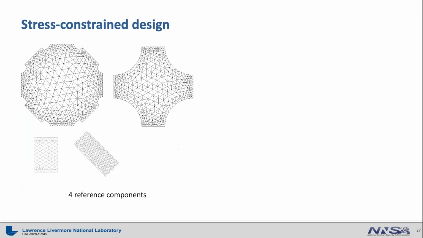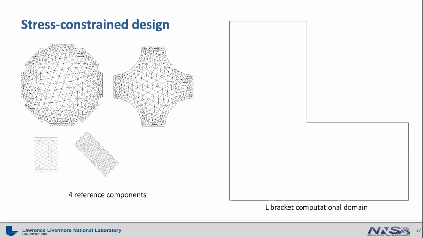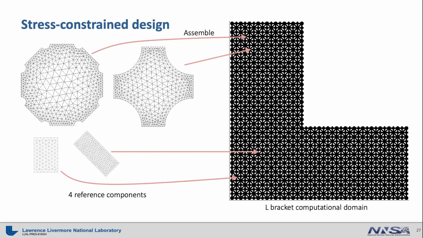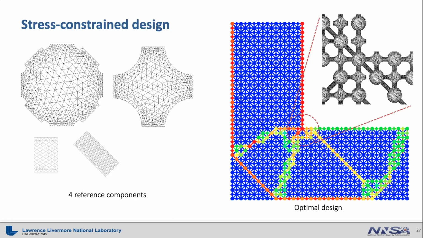The component-wise reduced model lattice design can also be applied to the stress constraint problem. This is considered to be a harder problem than the minimizing compliance problem. Here we introduce 4 different components. Then we define a computational domain whose shape is an L bracket, for example, which is a typical stress constraint problem. Then we assemble and fill the computational domain with 4 component reduced models, and then delete unnecessary components to find the optimal L bracket lattice structure.